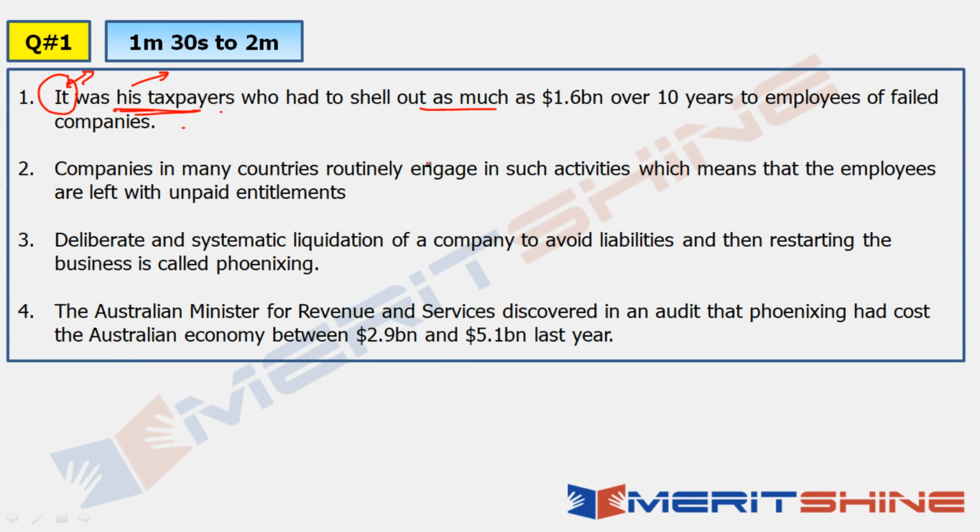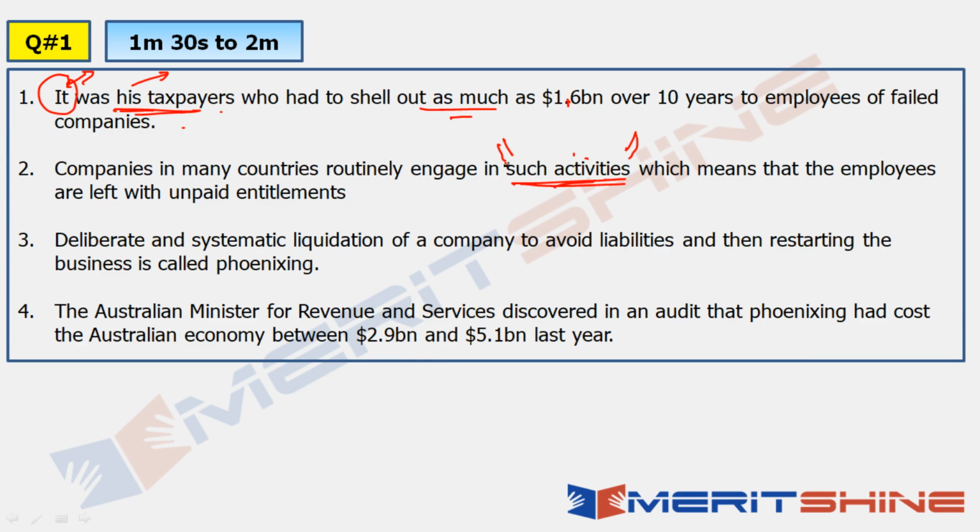Companies in many countries routinely engage in such activities. Now, what is this 'such'? Again, a reference to something that has already been referred to. Now, has it been referred to in one? No. Activities, okay, they are shelling out some money, but such activities, any particular activities, we do not see as such, right. So, 2 again cannot be the first sentence, and 1 and 2 are not related in a way that 2 would come after 1, right. So, we have nothing as of now.